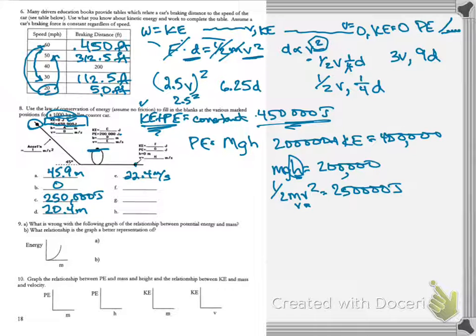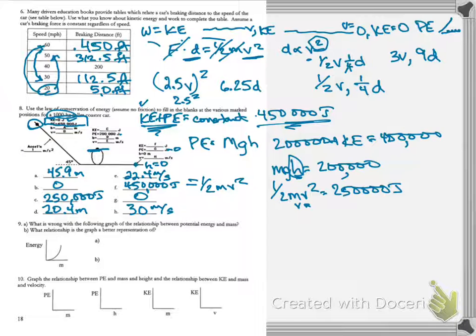Down at the bottom here, the kinetic energy, well, let's look at, if you're at a height of 0, that means your PE is 0, so mgh is 0. That means all of that 450,000 joules of energy is kinetic energy. And again, we can set that equal to 1/2 mv squared and solve for V. I got 30 meters per second.